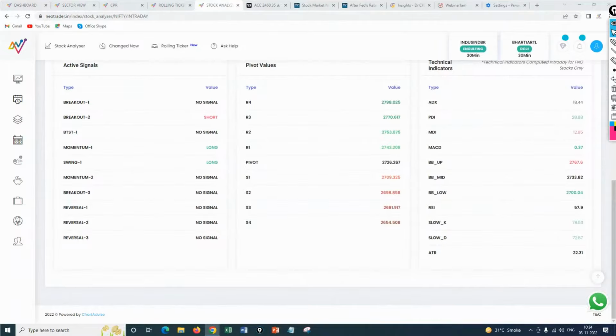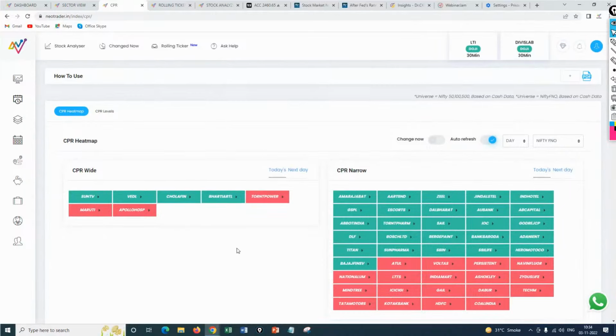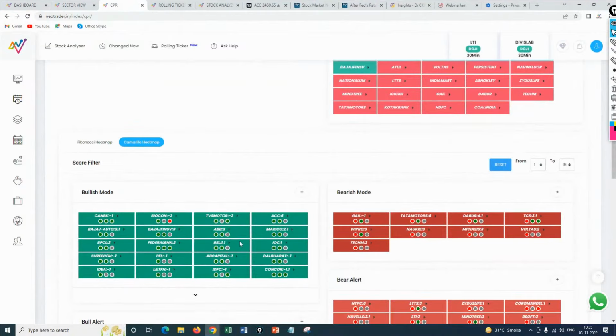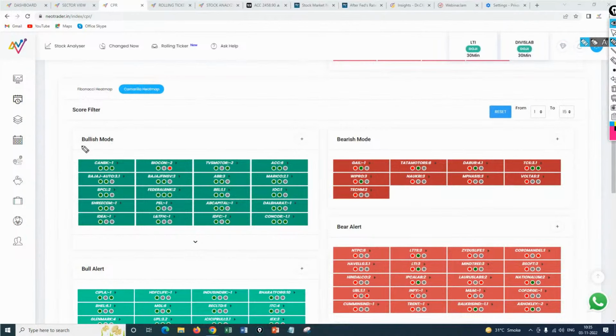So far, I have taught all of you the technique of CPR combined with Fibonacci pivots. At the same time, you can also combine CPR with Camarilla pivots. You can look for a stock moving above CPR, above H3 and above H4, like how we used CPR previously with high, low and R1, S1. We can also combine that with Camarilla and do it with CPR, with the H3 and H4 levels. If a stock is above CPR and above H3 level, it will be over here in bull alert. And if it is above CPR and above H4 level, it will be over here in what is called bullish mode.